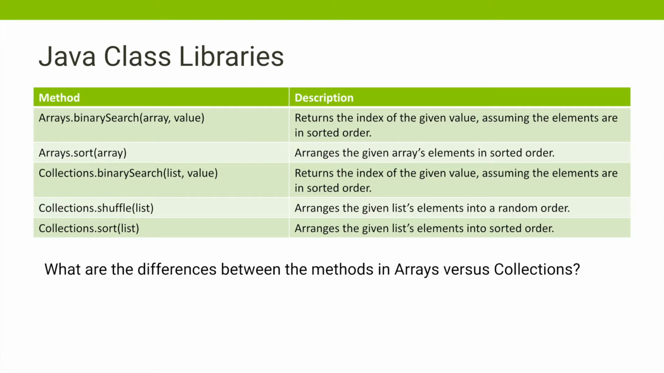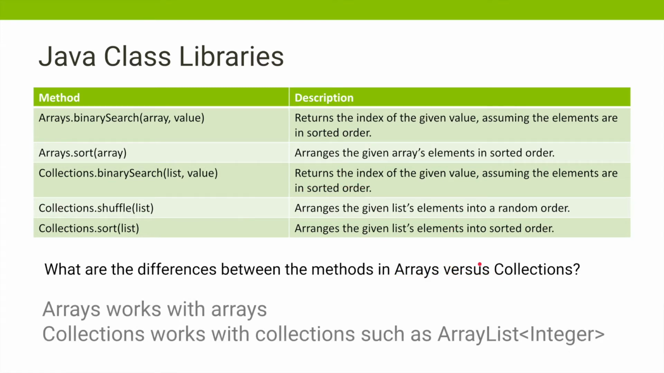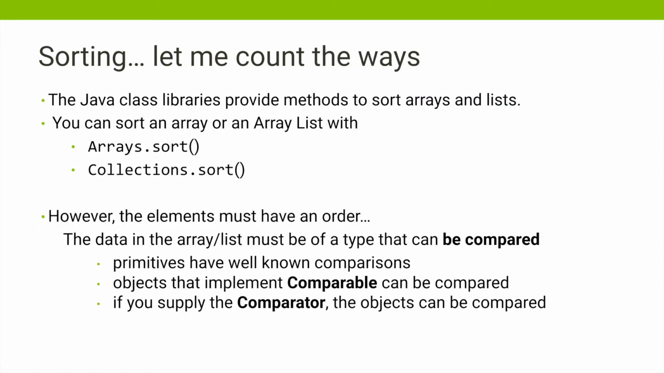So what are the differences between the methods in Arrays versus Collections? Right here, what's the answer? I just told you Arrays is going to work with arrays, and Collections work with collections, duh, such as ArrayList, okay? So how can we sort? Let me count the ways. This is a little bit of a repeat, right? Arrays.sort, Collections.sort is what we're going to need to do to sort stuff.